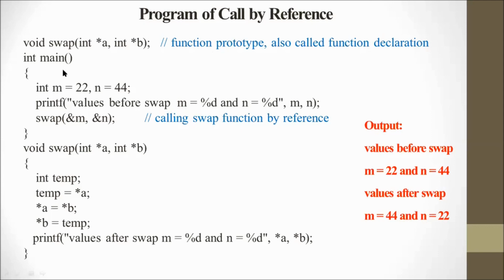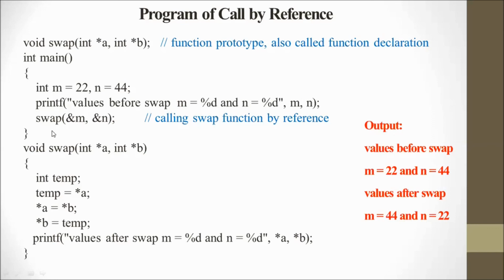Okay. So here is the main function, and similar to call by value we use int m equal to 22 and n equal to 44, and the printf just prints the message: value before swap m equal to 22 and n equal to 44. Okay. Here swap, here &m and &n. So we pass the address to the function, meaning &m shows the address of the variable. So the address of the variable is passed to the void swap function. So here we are calling the swap function by reference.